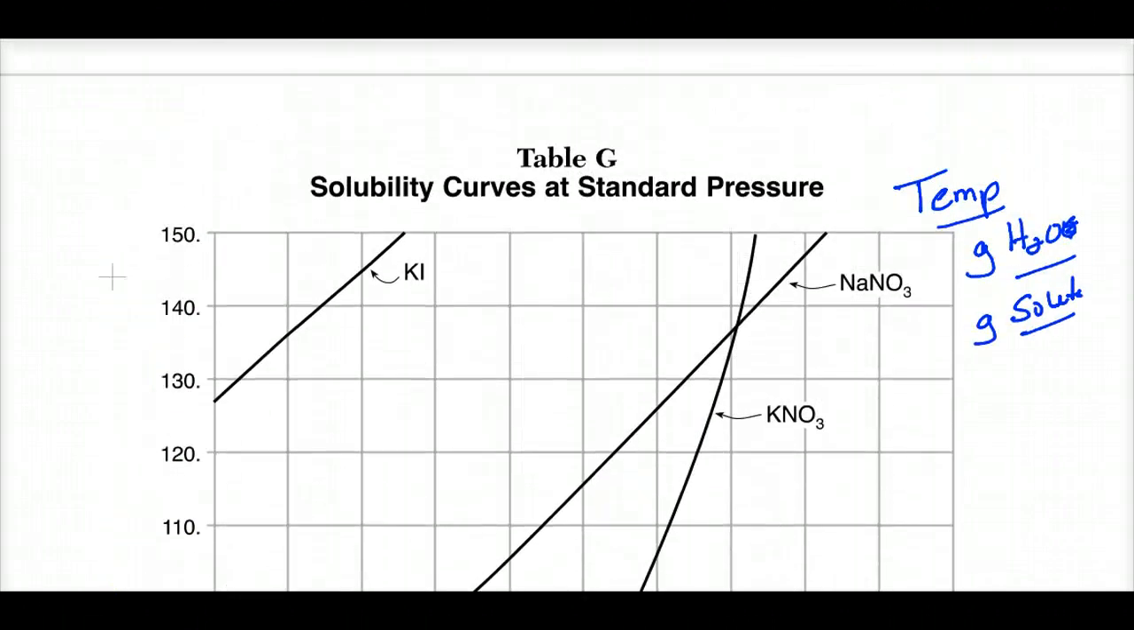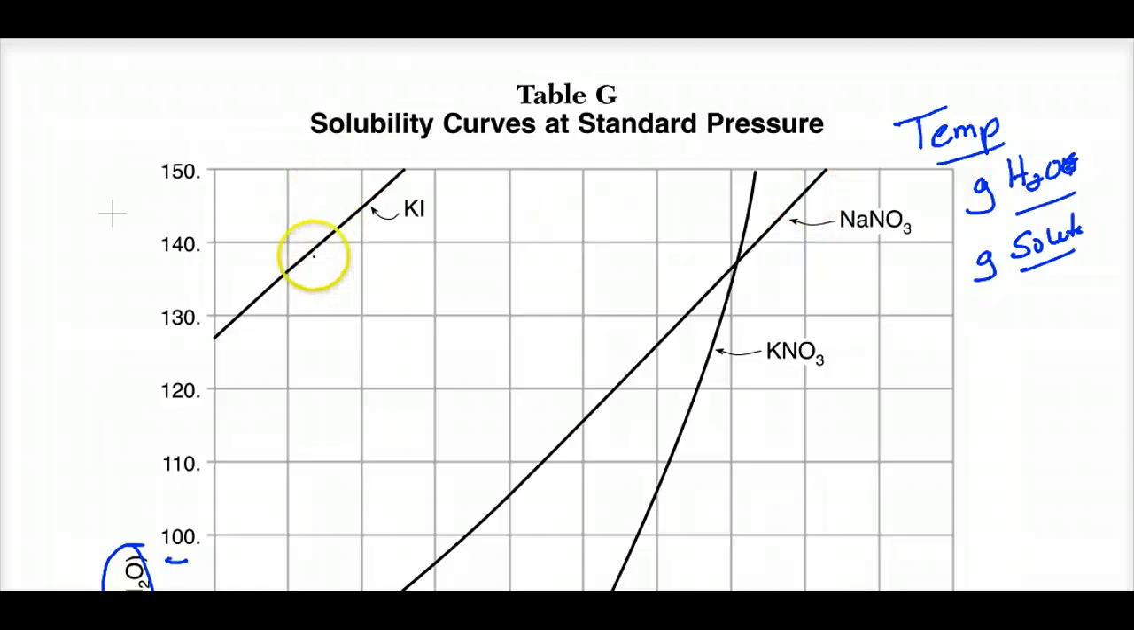Now, there's a couple of vocab words associated with this table. If you're on the line, we call that saturated. If you're below the line at a particular temperature and amount of water, you're unsaturated. And if you're above the line, we call that supersaturated.